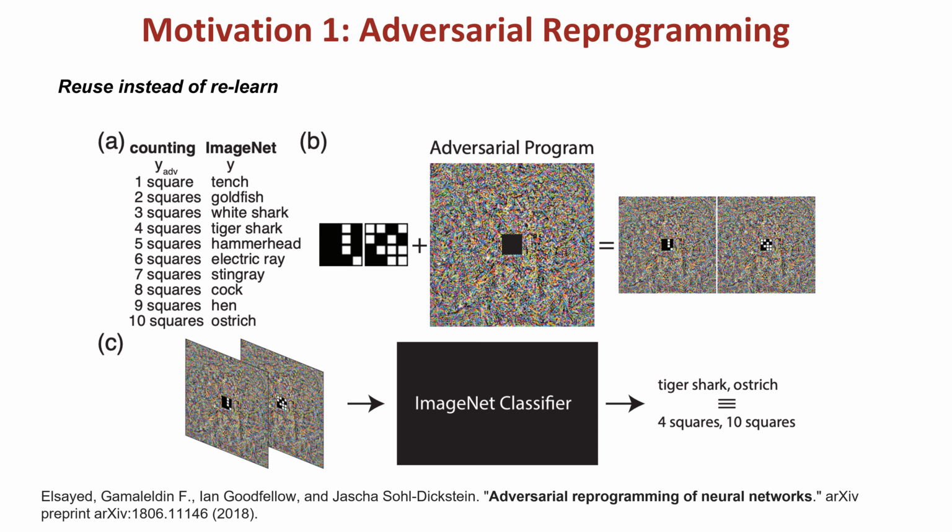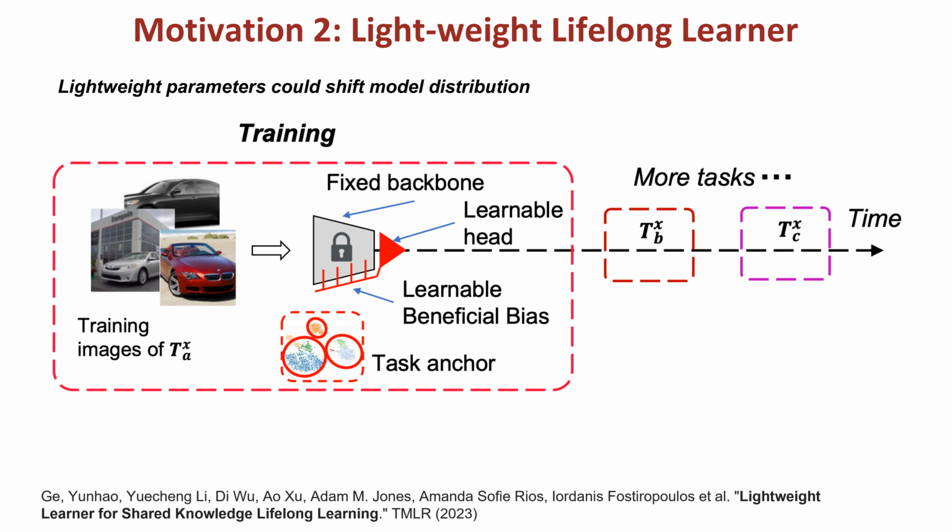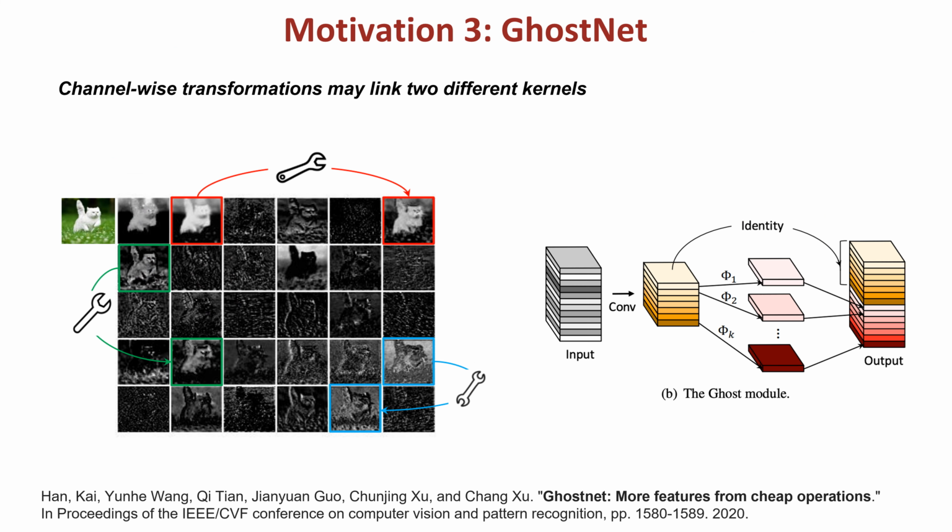Our work draws inspiration from several previous studies. The first is the paper Adversarial Reprogramming of Neural Networks, which successfully demonstrated that reprogramming the input space can enable a network to solve an entirely different task. The second is Lightweight Lifelong Learner, which shows that even a small number of parameters can significantly shift the model's representation space. Lastly, GhostNet reveals that the feature maps of a single convolutional layer can be highly similar following a linear transformation.